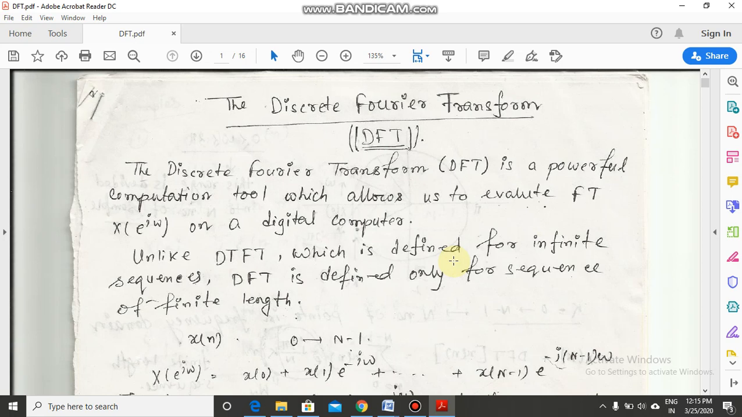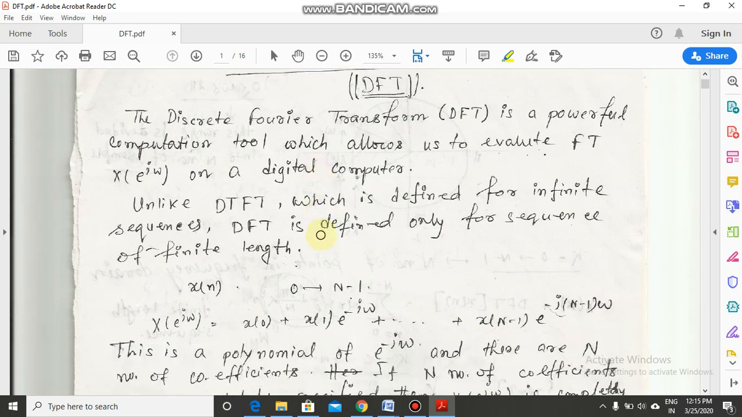Today we will discuss the discrete Fourier transform. Now, what is the discrete Fourier transform? It is basically a very powerful tool by which we can perform signal processing in a digital computer. Before going to discuss the discrete Fourier transform, we should have an idea of what the discrete time Fourier transform is.